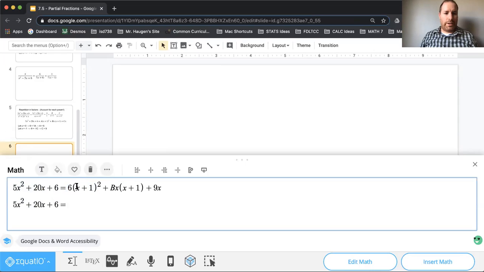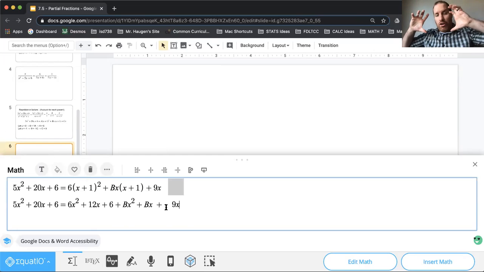Here we'd have x squared plus 2x plus 1. So we'll have a 6x squared plus 12x plus 6, right? That's what this first part would turn into here. And then we've got our extra b's, right? Plus, I'm going to distribute that through so that we can see where all the b's are at. Bx squared plus bx, and then there's this plus 9x at the very end here. And then we have that.